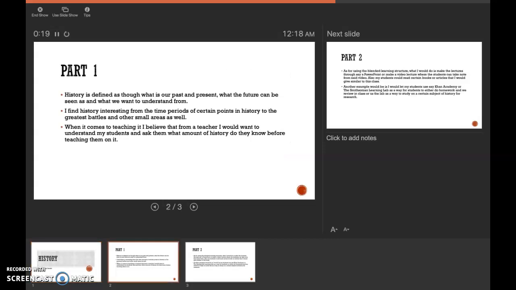History is defined as our past and present, what the future can be seen as, and what we want to understand from it, meaning what we want to see from certain points of history, say the American Revolutionary War, the Civil War, both World Wars, or other parts of history from the Black Death to the creation of religion. Let's go from there. I find history interesting, from the time periods of certain points in history to the greatest battles and other small areas as well.